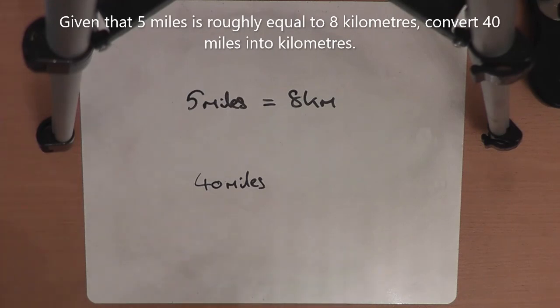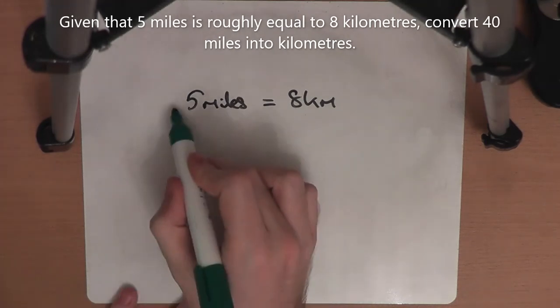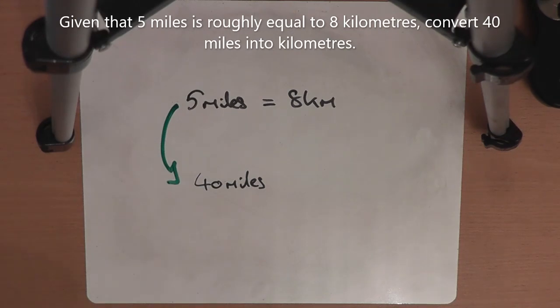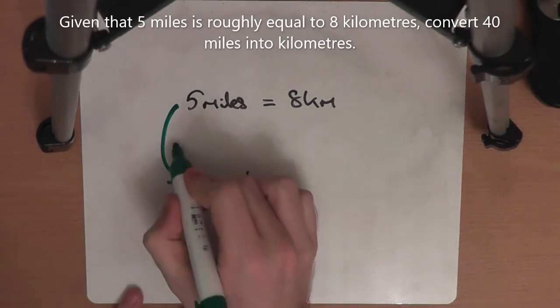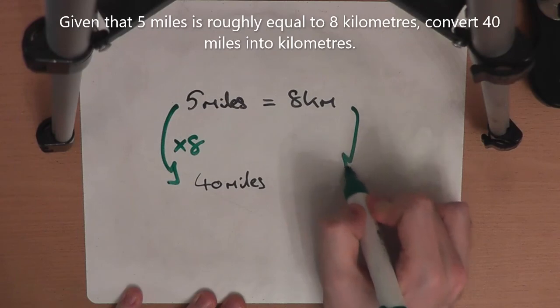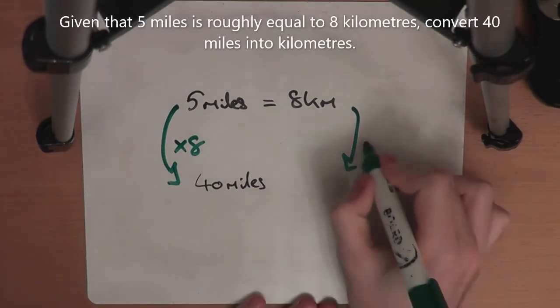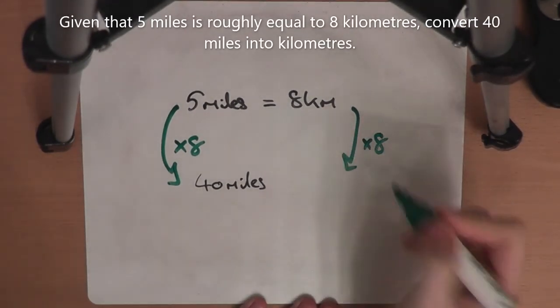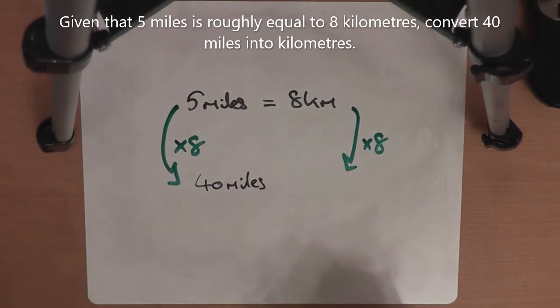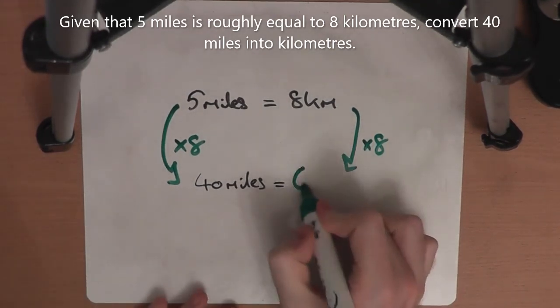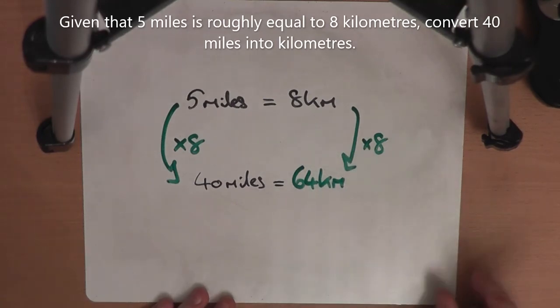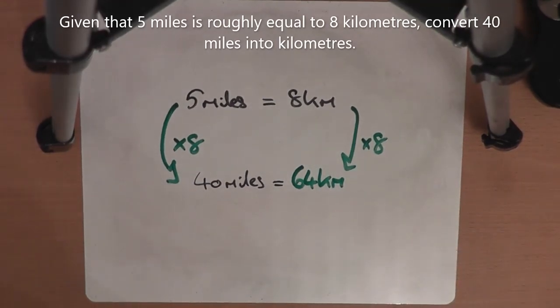And there are lots of different ways that we could do this question, but we could do it with this kind of scaling up idea. To get from 5 miles to 40 miles, we have times by 8. And if we've done that on the left-hand side, the miles side, we could do the same on the kilometres side. So we could times by 8 there as well. If we do 8 kilometres times 8, we are going to get 64 kilometres. And if 5 miles and 8 kilometres are roughly equivalent, then 40 miles and 64 kilometres are also roughly equivalent.